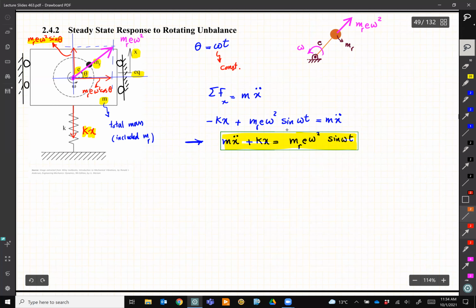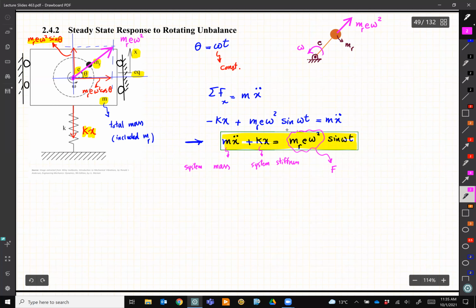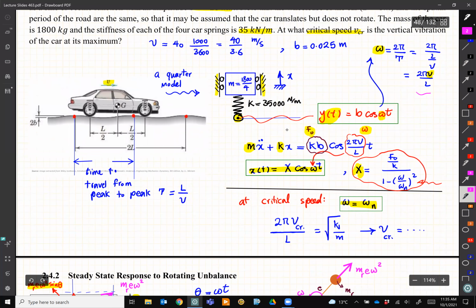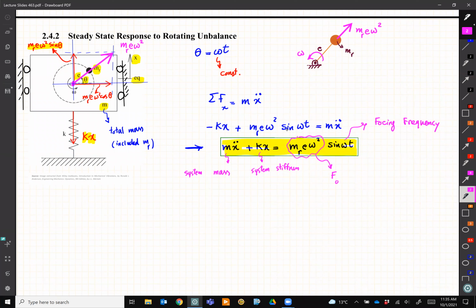Again, each of the elements in this equation, we know. This is my mass M, the system mass, this is the system stiffness, and this guy over here is our F0. And this omega is our forcing frequency. See, this omega is now changing shape. In the previous example that we saw, that omega had something to do with the road velocity. In this example, this omega has something to do with the rotation of the system. It can be anything that we apply load.